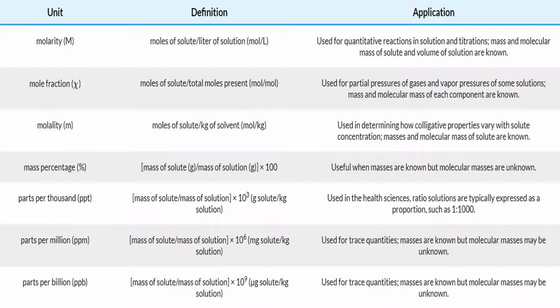There are several different ways to quantitatively describe the concentration of a solution. Each has its own appropriate application. Molarity can be defined as the number of moles of solute per liter of solution. It is used for quantitative reactions in solution and titrations. One example of this is when determining the quantity of acetic acid in vinegar.